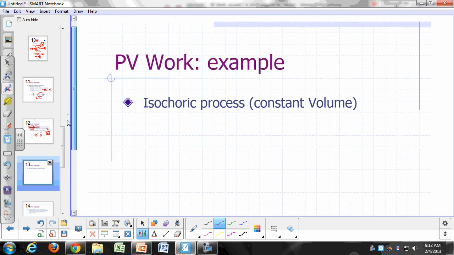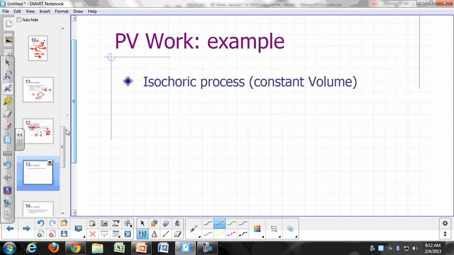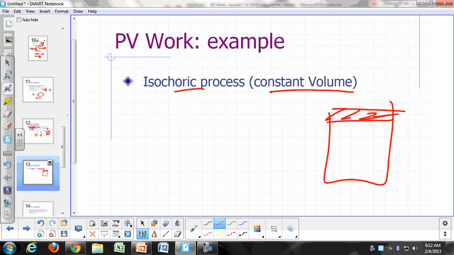Okay. What about an isochoric process? What does isochoric mean? Constant volume. Okay, so I have a gas. Let's say I were to heat the gas. What would be the work? And I fix this. I put a screw on this piston so it doesn't move. So volume is constant.